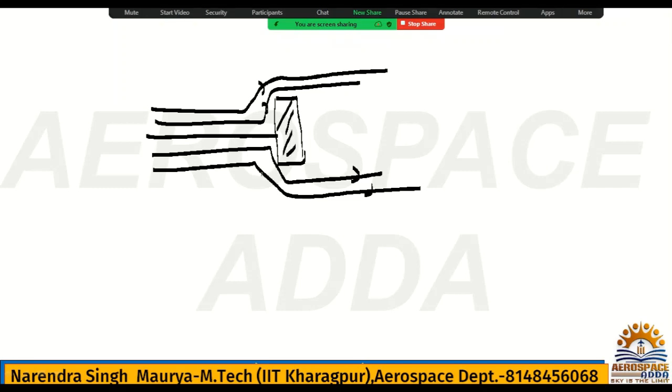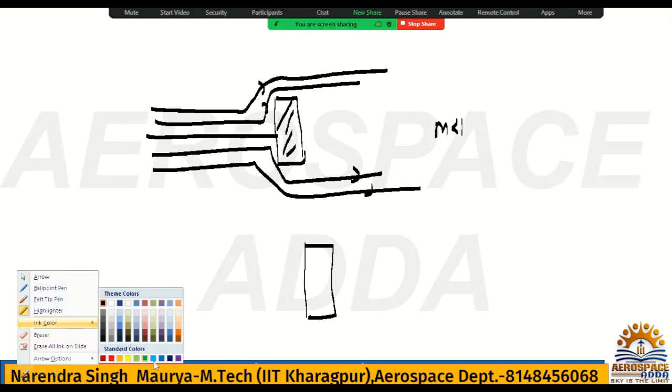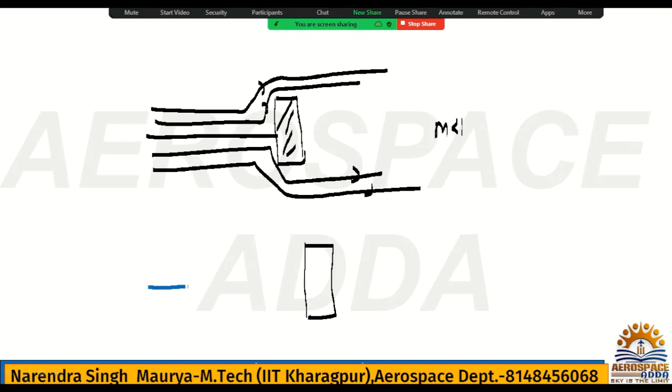But in the case of supersonic, they will not be able to recognize. The particles will come, and they will go and directly hit the object.